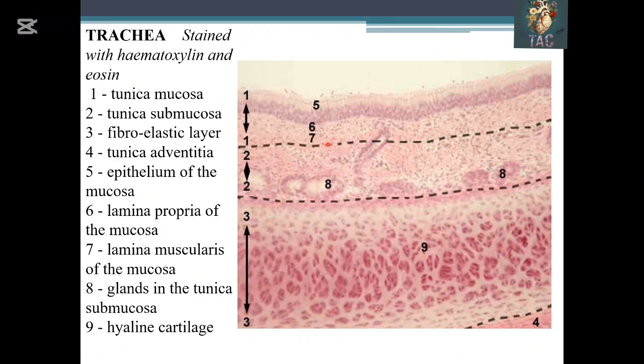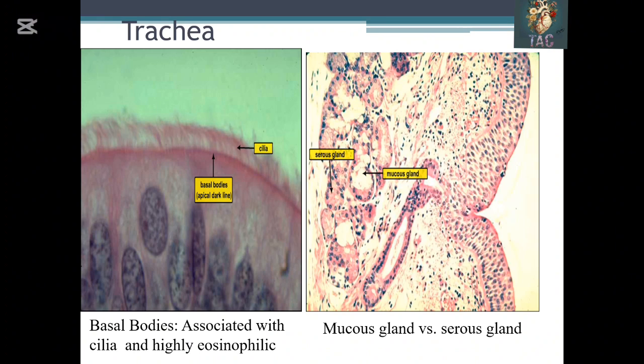Another point you must remember is that at the junction of the mucosa and submucosa there are a large number of elastic fibers. We cannot appreciate these elastic fibers with the H&E stain; they require special staining. They usually form an elastic membrane over here, and that's why we can differentiate between the two.